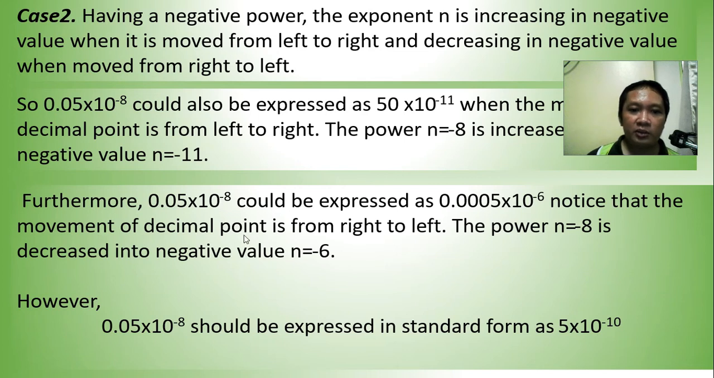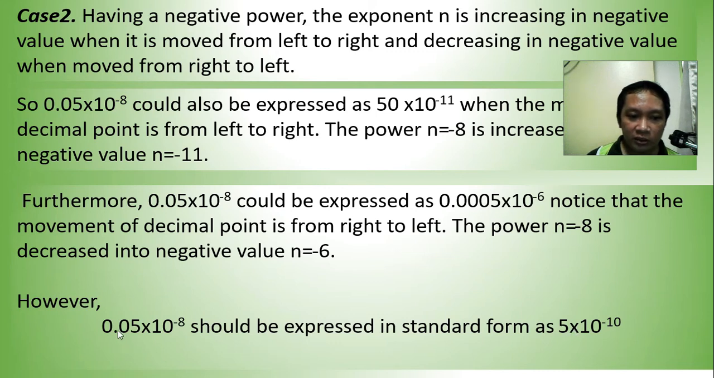Okay, notice that the movement of the decimal point is from right to left, therefore the power n, which is negative 8, is decreased into a negative value, wherein the n now becomes negative 6, as you've seen. However, as we have mentioned, according to a rule, it's very important to express a number in such a way that the decimal point should always be placed after the first non-zero digit. So in standard form, the answer should be 5 times 10.